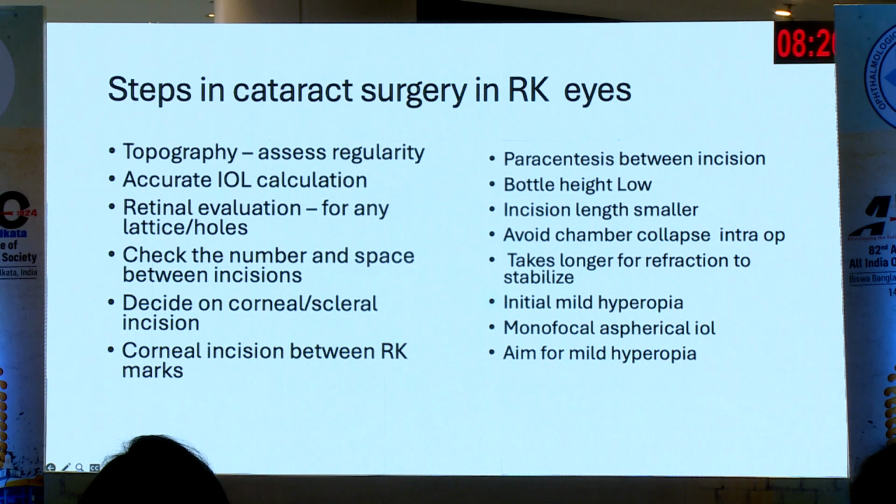And if it is like what Sagar showed, an irregular decentration, then you might even consider regularizing it with some kind of laser ablation and then planning for a cataract surgery. Obviously, a detailed retinal evaluation is important.